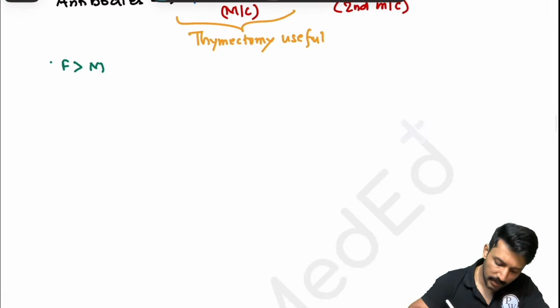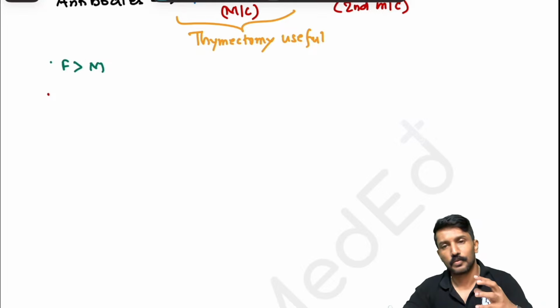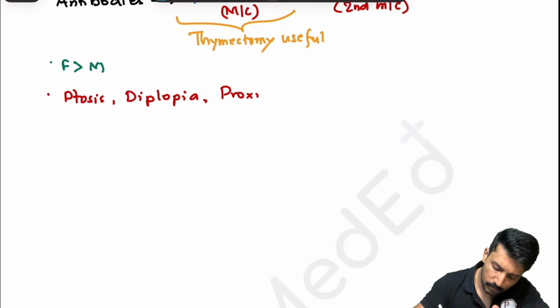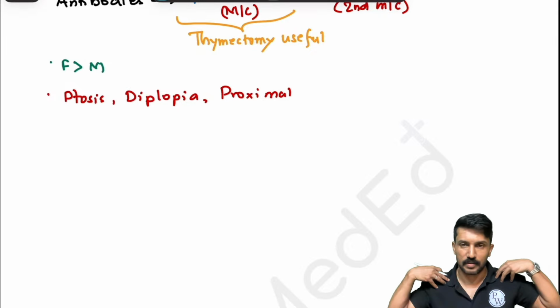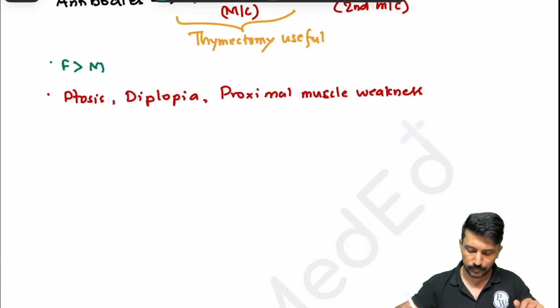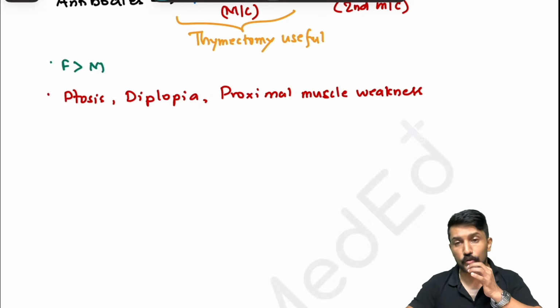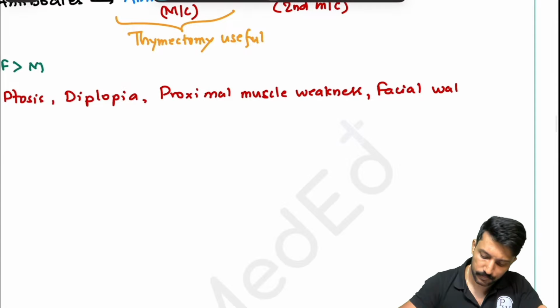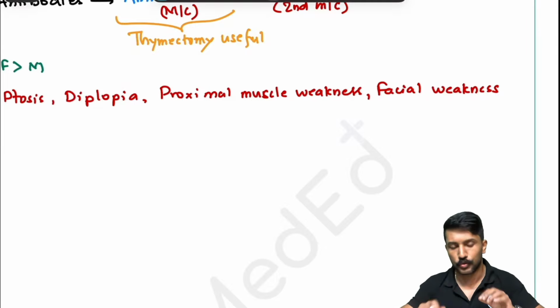Now, what is the most common presenting feature of these patients? These patients present with ptosis. That's the typical feature. So they can have ptosis, diplopia, proximal muscle weakness, meaning the shoulder girdle, hip girdle, arm and thigh muscles can become weak. And apart from that, they can also have facial muscle weakness. Rarely they can have respiratory weakness. Distal muscles are not usually affected.